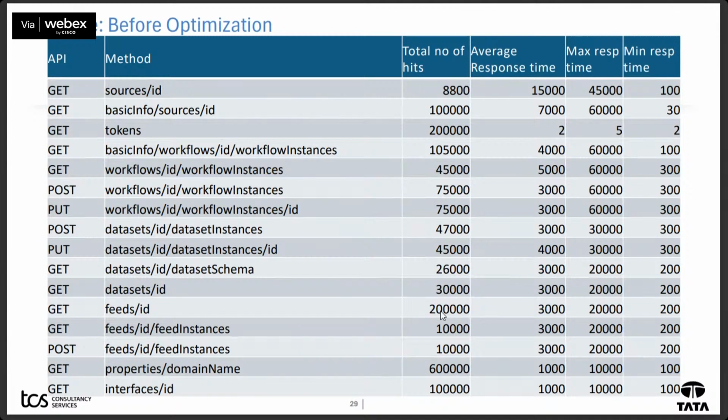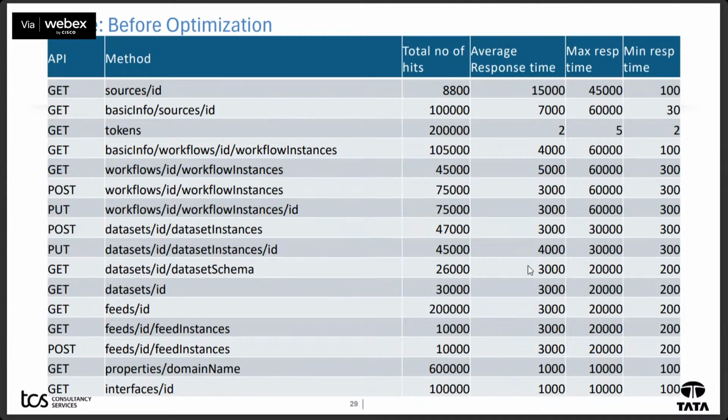Basically, the ones which are heavily used are the ones which we need to tackle. So if we see this one, the tokens, it has a large number of hits, but again, the response time has been pretty good as well. So we don't really need to look at that one. Then we have this one, properties. The average response time is also 1 second, and it's not too bad.